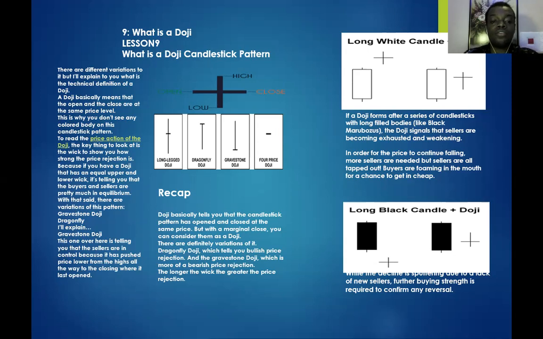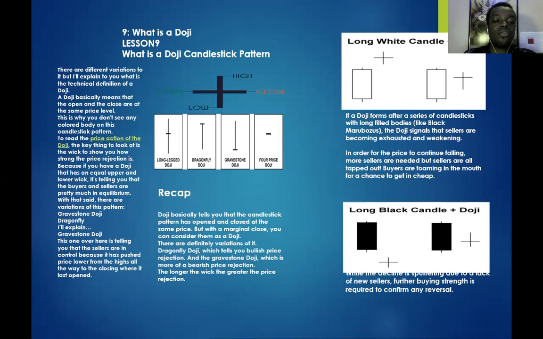To read the price action of doji, the key thing is to look at the wick to show you how strong the price rejection is. Because if you have a doji that has an equal upper and lower wick, it's telling you that the buyers and sellers are pretty much in equilibrium. With that said, there are variations or patterns of dojis: gravestone, dragonfly.